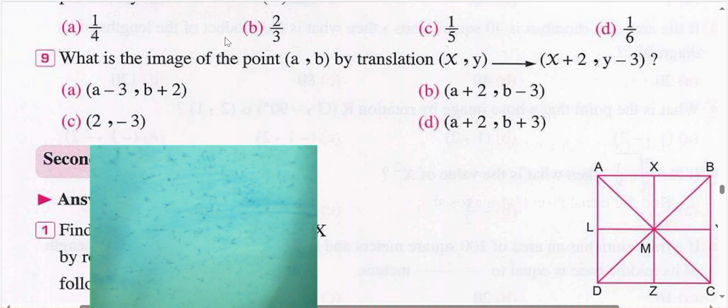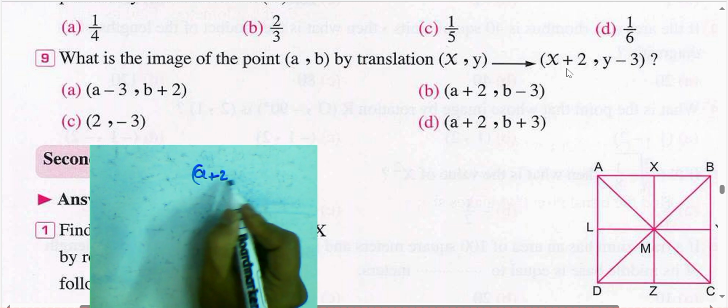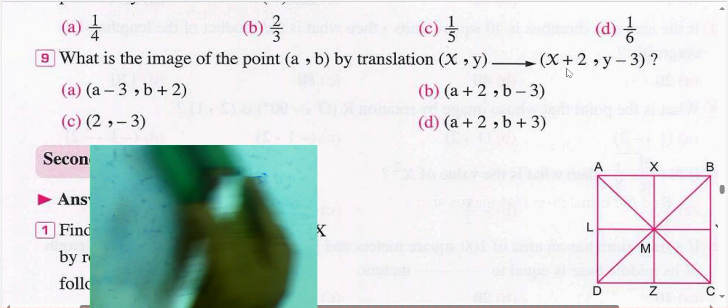Okay, this is the image of the points A and B by translation. x and y convert to x plus 2 and y minus 3. We cancel x with a, then the result will be a plus 2, and y will be b minus 3.